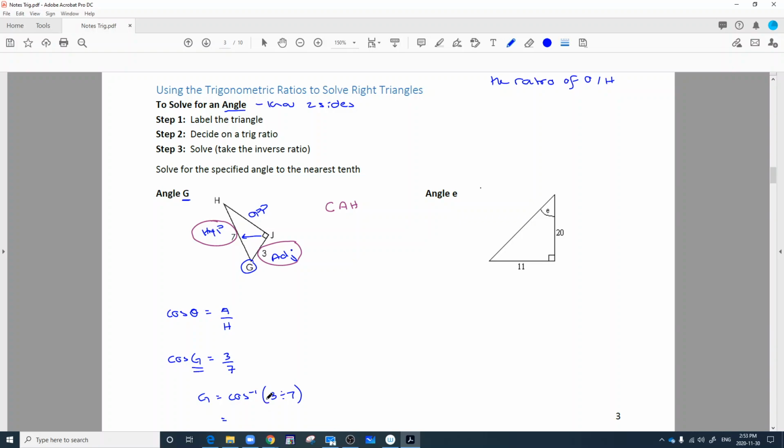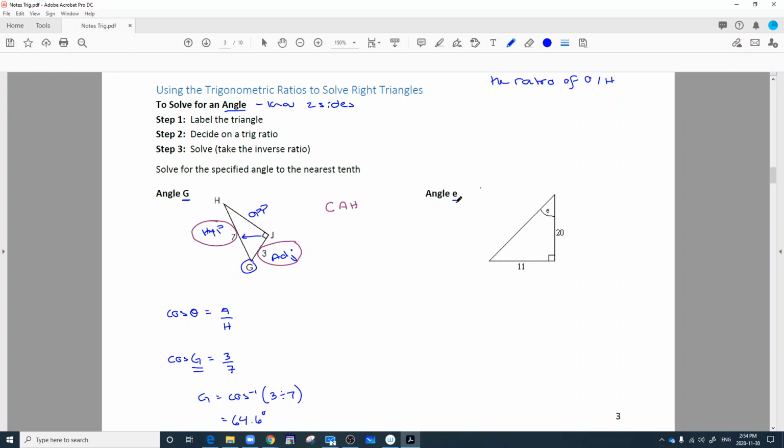So if I type inverse cos bracket 3 divided by 7 unbracket. So you need the brackets because it's the inverse cos of 3 divided by 7, not the inverse cos of 3 then divided by 7. That will give you an error. Okay, so you're doing inverse cos of bracket 3 divided by 7 unbracket, and that gives you an angle to the nearest tenth of 64.6 degrees.